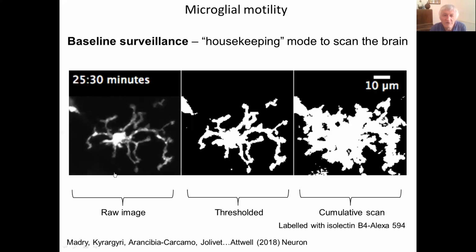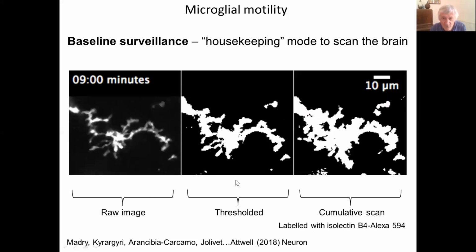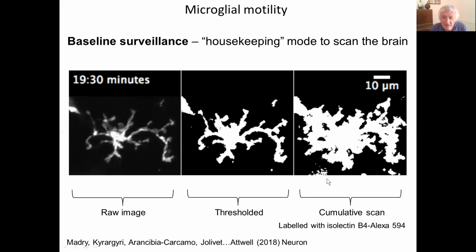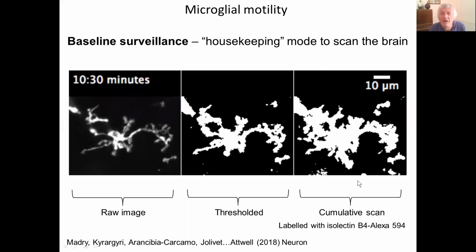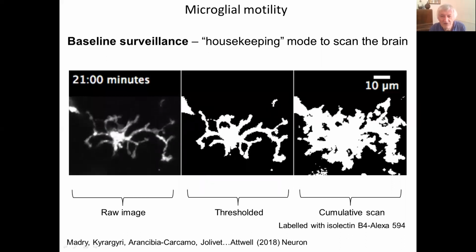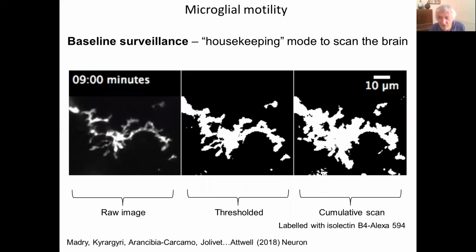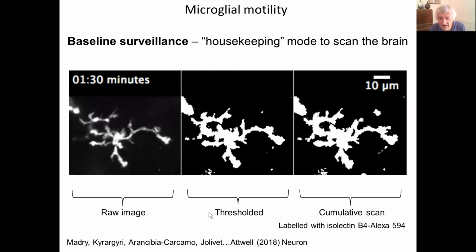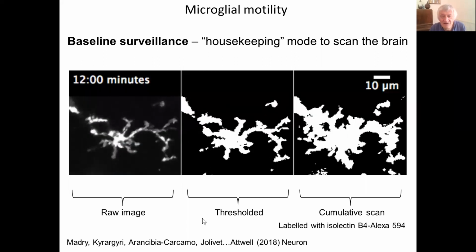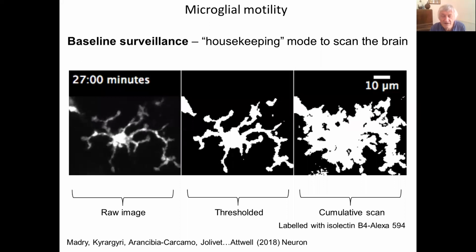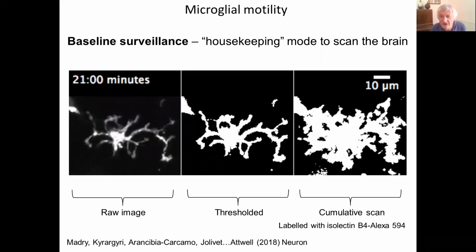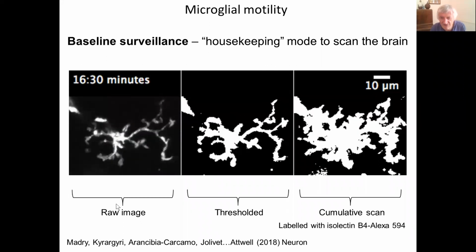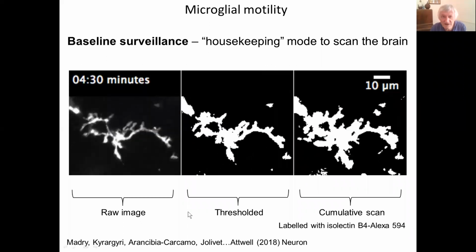And if you binarize this image to turn it into a black and white image, and then add all the images together to see everywhere it's been in the last 30 minutes, you can see that over an hour or two, this is going to scan out all of the region of the brain around it. And this scanning is important to detect dead objects that need to be removed, to prune redundant synapses during development and so on, or to remove amyloid beta.